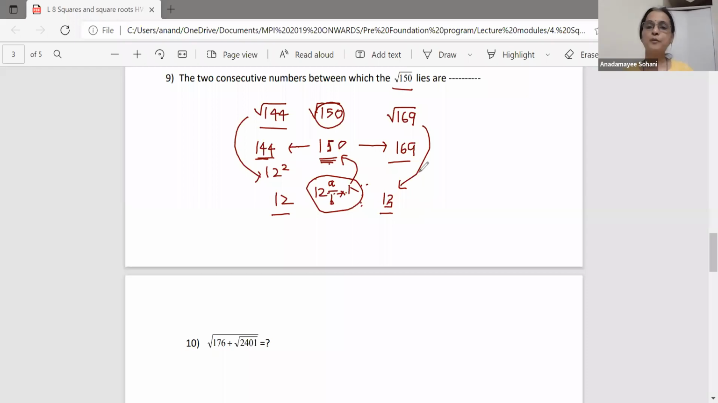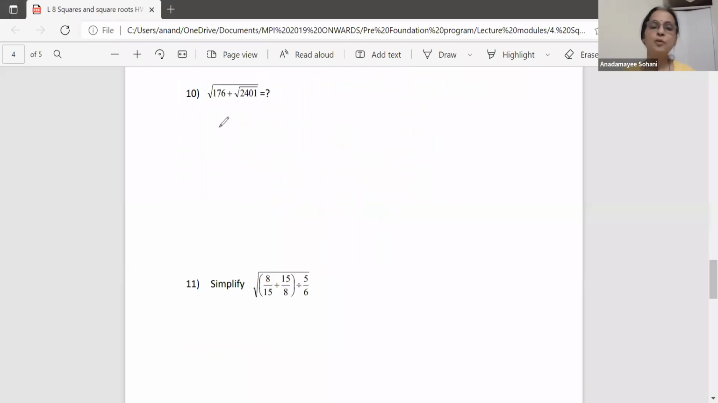So wherever possible, I'm trying to revise the words that we discussed in the last lecture. Then root of 176. Now see how this question is written. It is under root of 176.